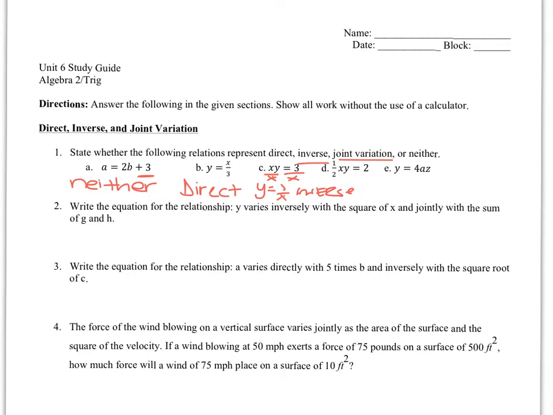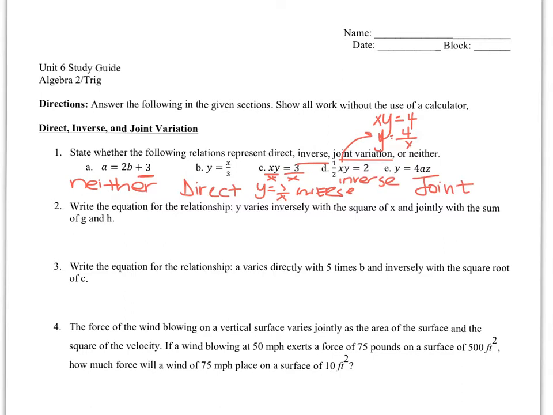If I look at the next one, again I just solve for y. I'd have xy equals 4, so y equals 4 over x. Since x is in the denominator, it's an inverse function. And the last one says y equals 4az. That's more than 2 variables, so this is a joint variation.